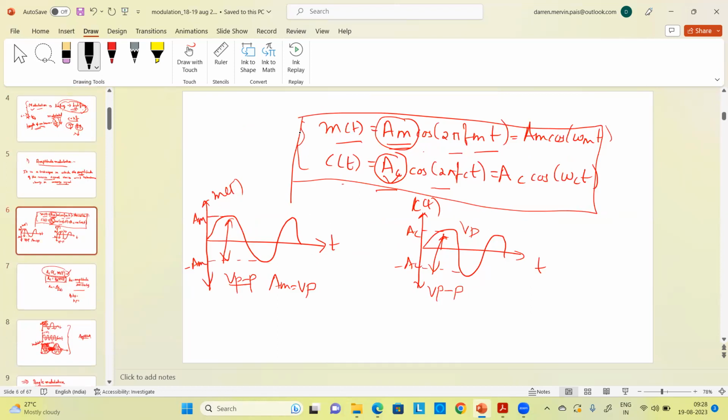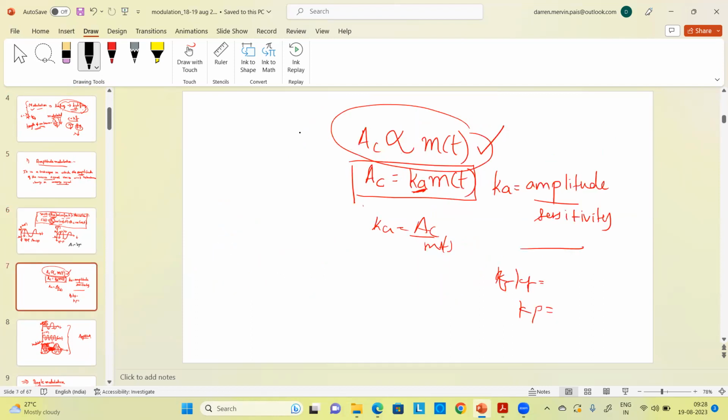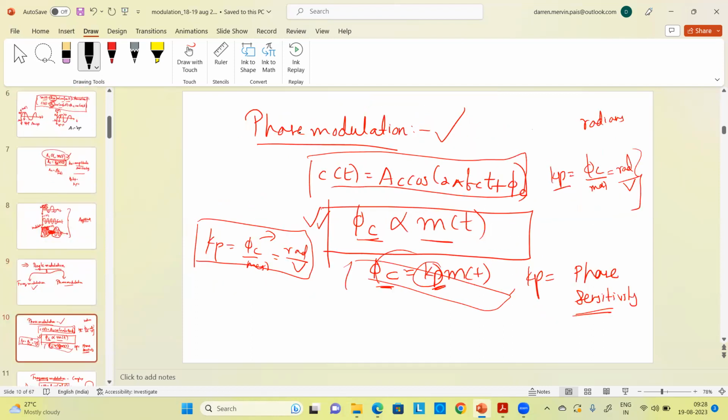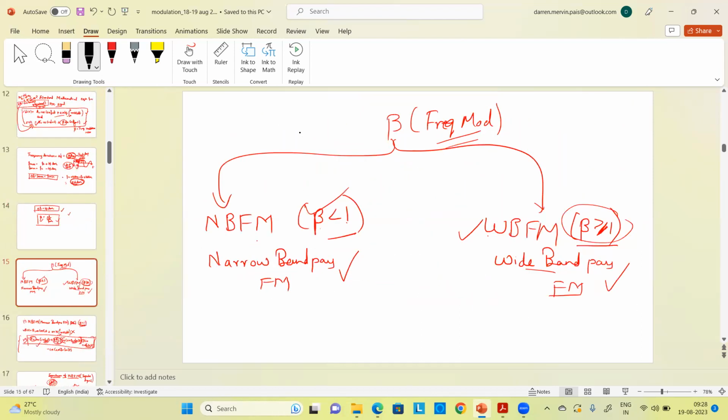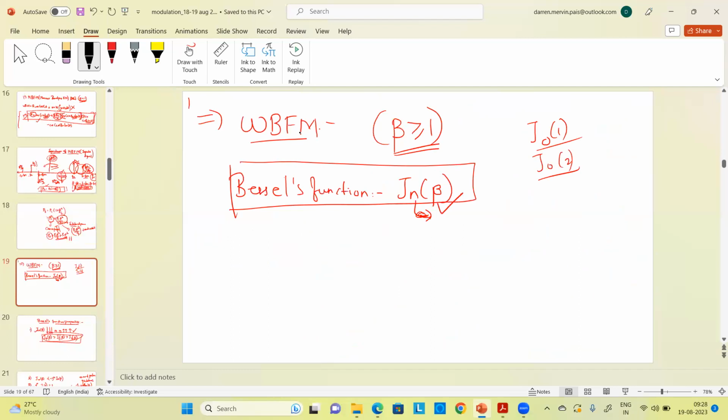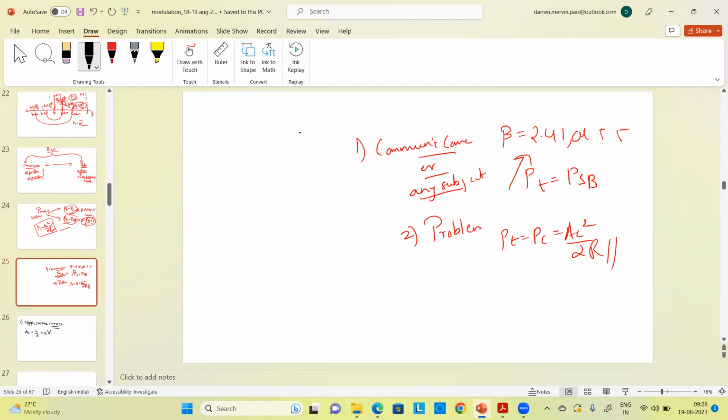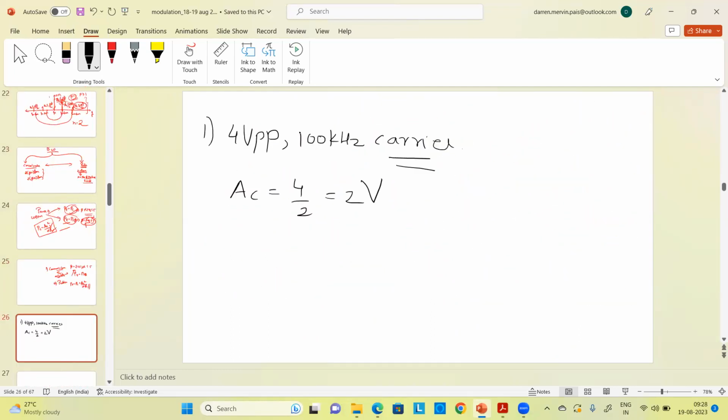I told you, the peak, your AC is equal to VP. Hence the peak to peak value is not required. However, you can check this problem when it's taught to you in your university or college, and you can get a better perspective about it. Generally, AC is equal to 4 by 2, that is 2 volts. The next thing they're saying is the carrier frequency, that is FC is equal to 100 kilohertz, right?